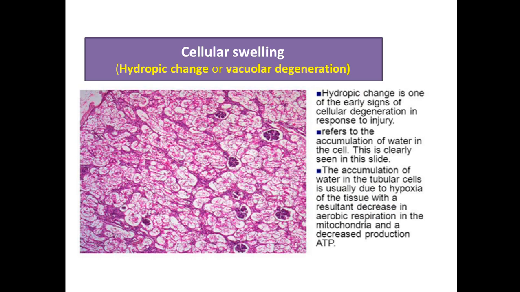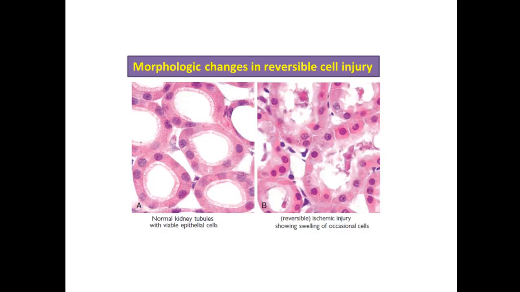Now, the two changes: hydropic change can be seen in the cells in this slide, and it is one of the early signs of cellular degeneration in response to injury, and it refers to accumulation of water inside the cell. And in this slide we can see the tubular cells of the kidney, where hydropic degeneration commonly occurs due to ischemia and decreased production of ATP from the mitochondria.